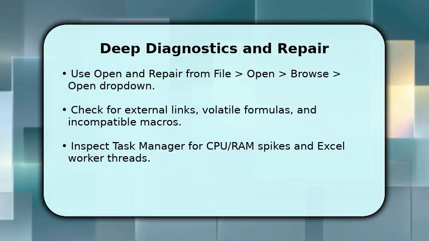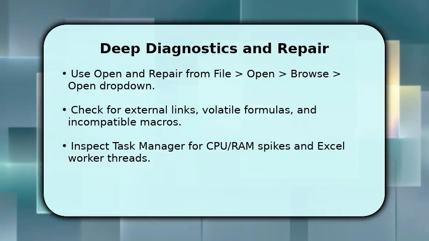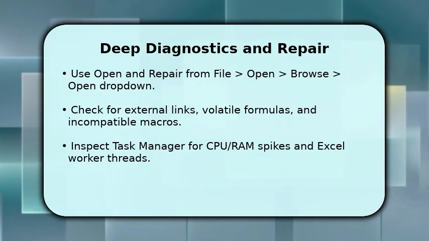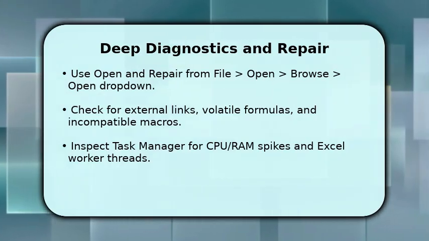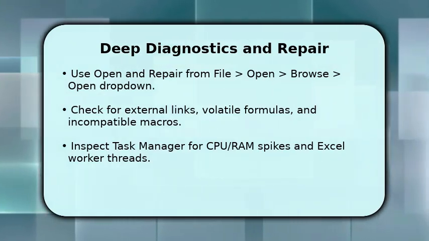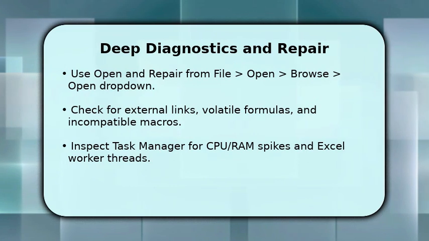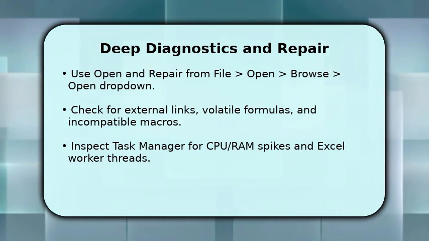Monitor Task Manager for CPU, memory, and disk I/O spikes that correlate with loading. Make sure Excel isn't paging heavily. Once identified, simplify or split the workbook to reduce resource pressure.